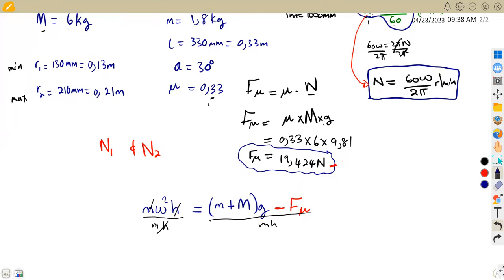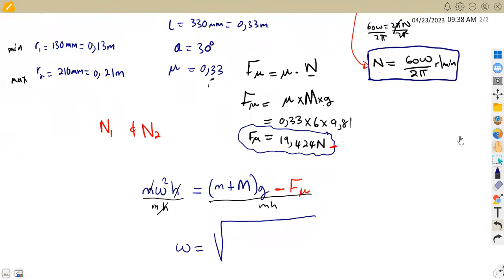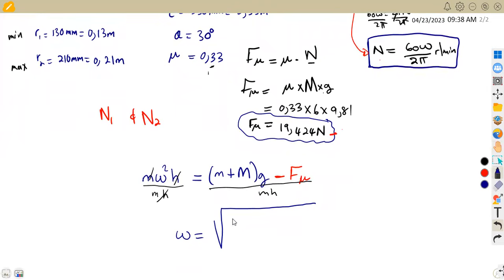So to determine the value of omega now, you introduce the square root because there is a square. So this is going to be the square root of everything that we have on the right-hand side. Meaning to say, we are going to have the mass of the rotating balls plus the mass of the sleeve times gravitational acceleration minus the frictional force, everything over the mass of the balls times the height. So the h that we have determines the omega. That's why we have to calculate N1 and N2.